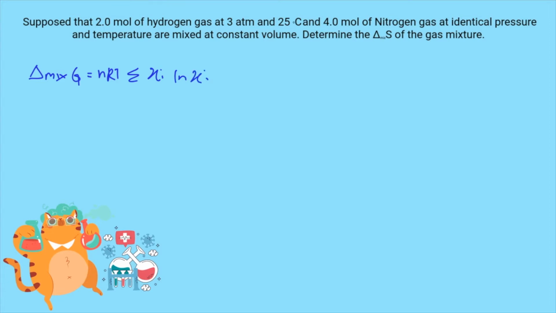Alright, so from here, you need to know what is your n. According to the question, you have 2 different types of gas, hydrogen and nitrogen, and the number of moles is given in the question as well. So your n is actually 2 plus 4, which is the number of moles for hydrogen and nitrogen. Moving on to your R, the gas constant, the value is 8.314 joule over mole times K, right?